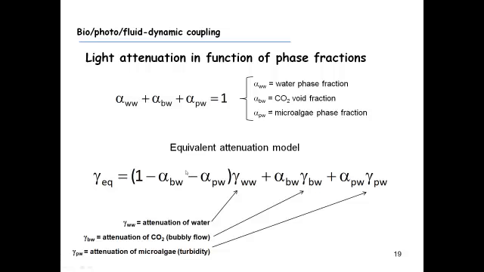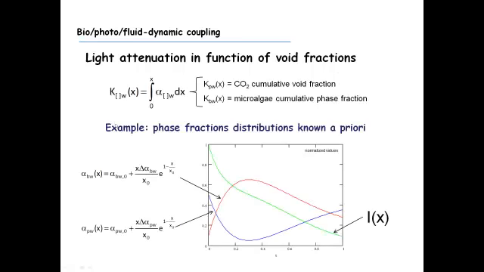Instead of using alpha WW, we replace this equation here, okay? So we have this equivalent attenuation coefficient, which can be integrated. Another parameter that appears in that last formula is the integrals here, which are given by this formula, okay? Actually, it's a cumulative void fraction.